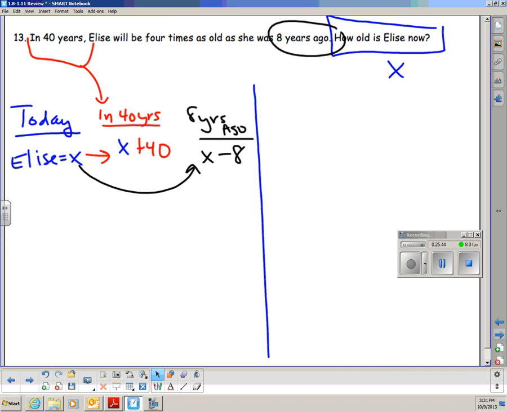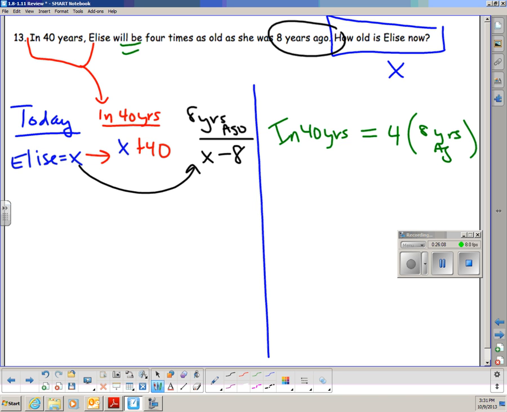Now, we have to read and try to form the equation. In 40 years, Elise will be 4 times as old as she was 8 years ago. So I want to look for the equal sign. In 40 years, Elise will be, that's my equal sign. So in 40 years, her age will be 4 times as old as she was 8 years ago. Now we dump in. So in 40 years, her age was X plus 40, equals 4 times her age 8 years ago. Her age 8 years ago was X minus 8.